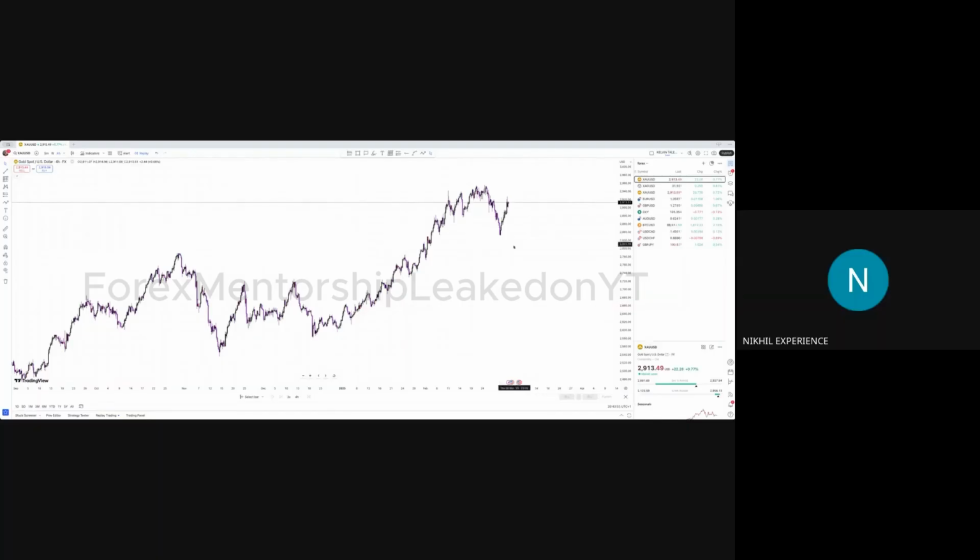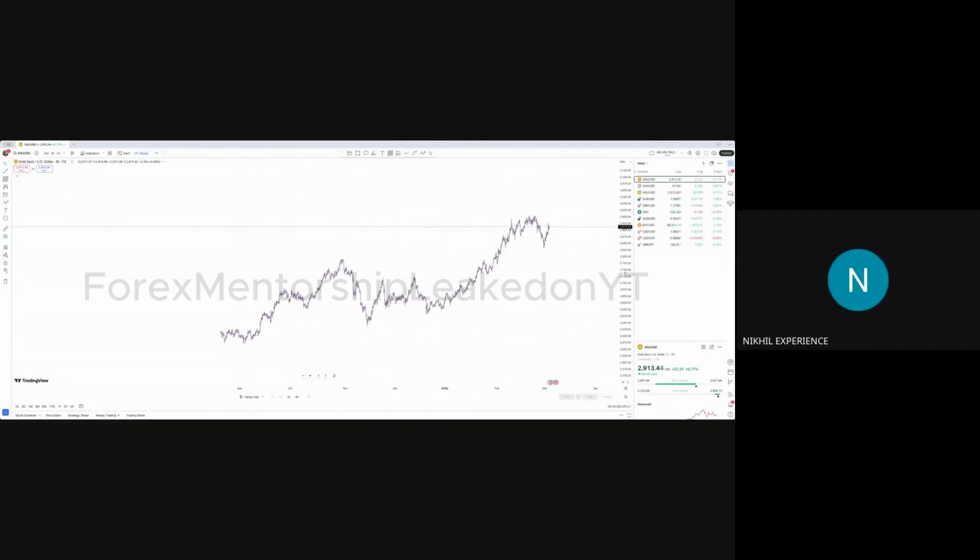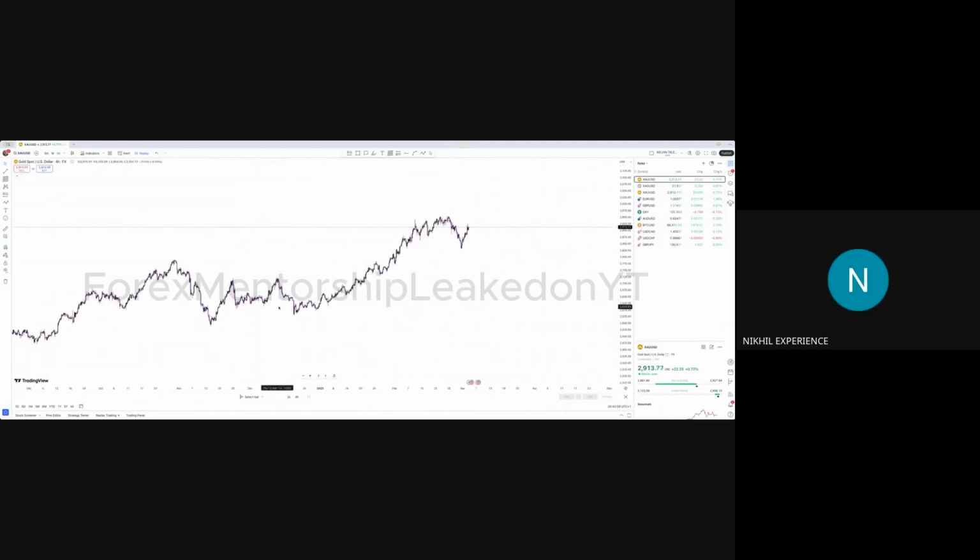Okay, so let's draw a trend and see. After this consolidation, we have this low and this second break. So we start from here. Let's see.